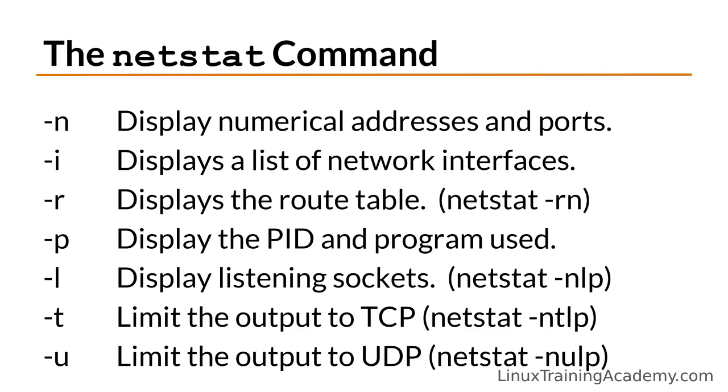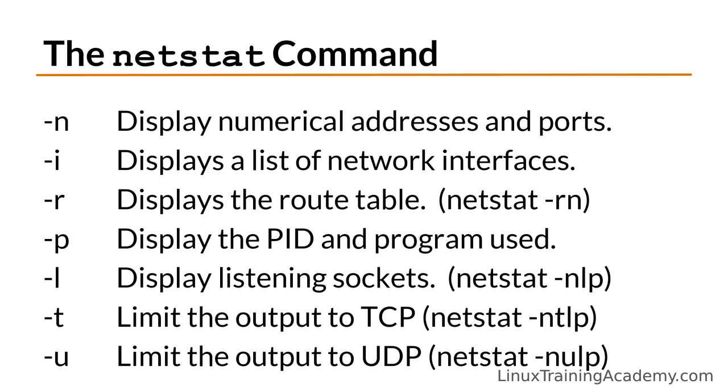The -p option displays the PID and program that is using a given socket. For example, if you are connecting via SSH to a server and you run netstat -p, you'll see the PID of the specific SSH process you are connected to. Note that you'll need to use root privileges with the -p option.